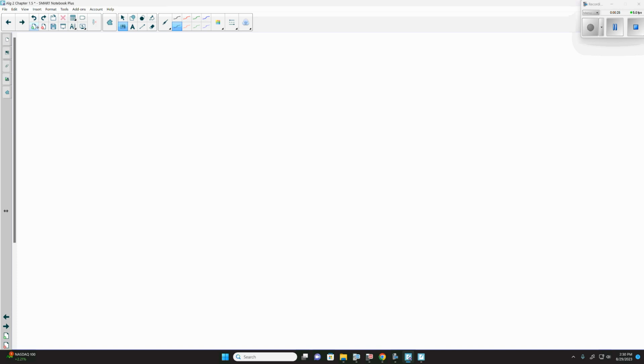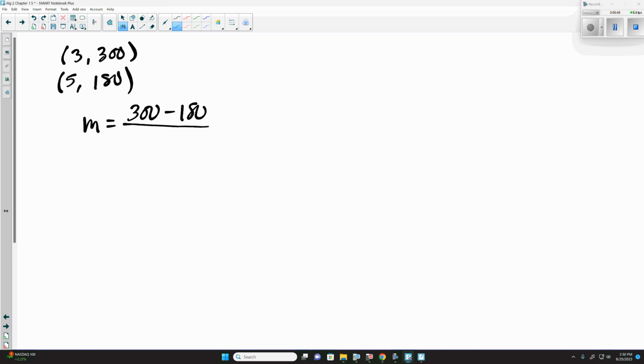So we're given 2 points. Now to find the slope, we do y2 minus y1 over x2 minus x1. And really, I just need to pick one of the y values to go first. So I can say 300 minus 180 over 3 minus 5. At this point, you can type the whole thing into the calculator and let it do it for us. If we do it by hand, we get 120 over negative 2, which is indeed negative 60.